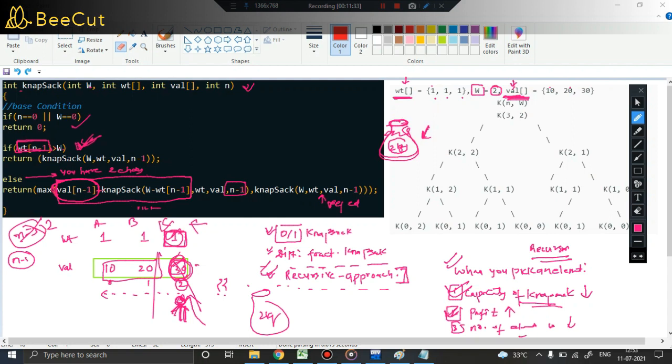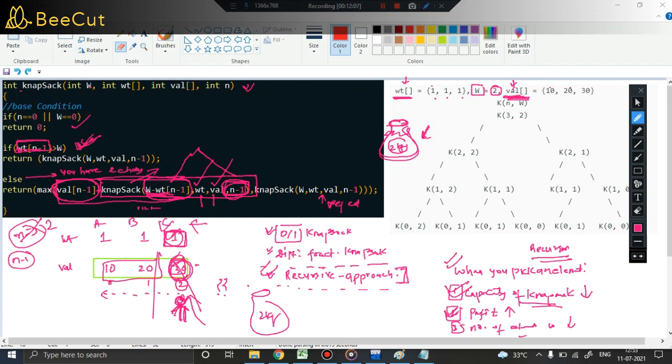Plus now you are just trying to reduce the problem to what? The same knapsack function, and you see the capacity. The capacity will be reduced, isn't it? By how much? By wt[n-1], and the number of elements also reduced. Rest, the weight array and the value array remain the same. So what are the changes that you see? The changes that I observed were in the capacity of the knapsack and the number of elements that I am considering. These two are dynamic in nature. They are going to change, isn't it? But the weight array and the value array remain the same.